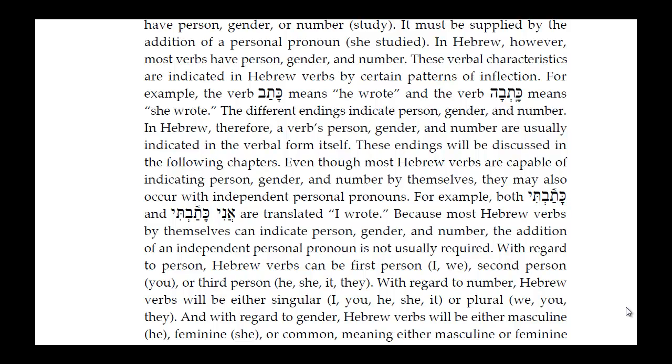With regard to person, however, Hebrew verbs can be first person. First person is I and we. I is first person singular. We is first person plural. There's second person, you. Or third person: he, she, it, or they. He, she, or it is singular. They is plural. Now, with regard to number, Hebrew verbs will be either singular, like I, you, he, she, it, or plural: we, you all, or you, plural, and they.